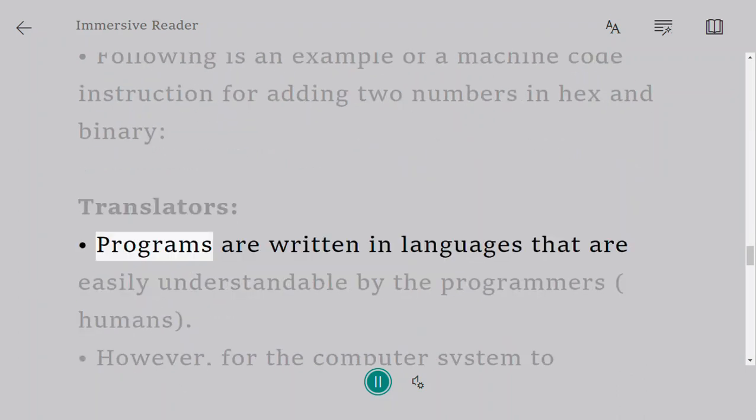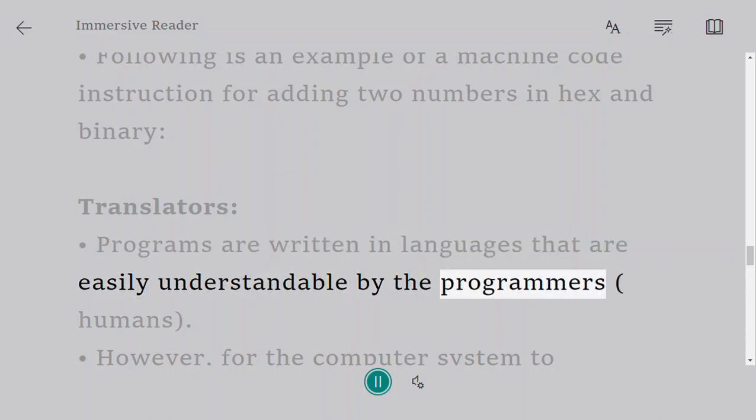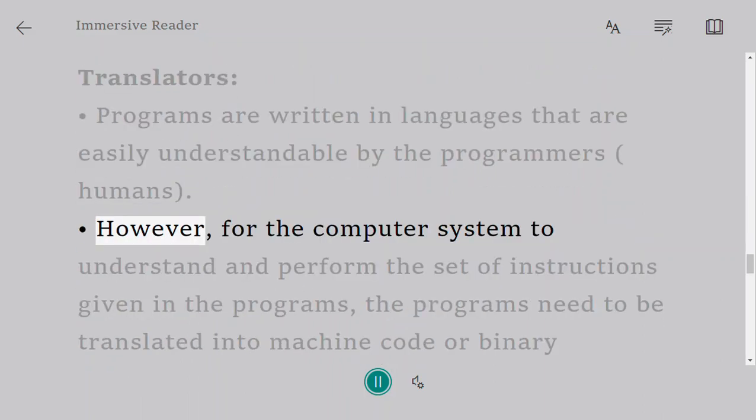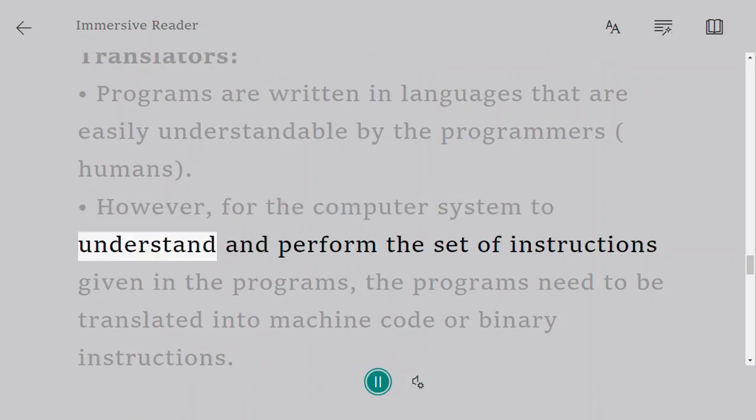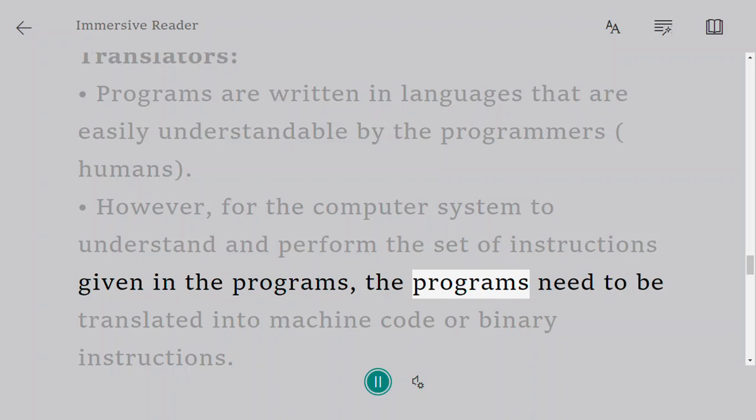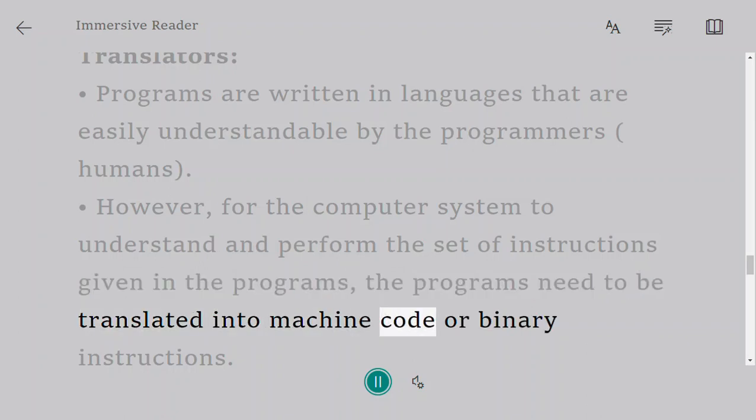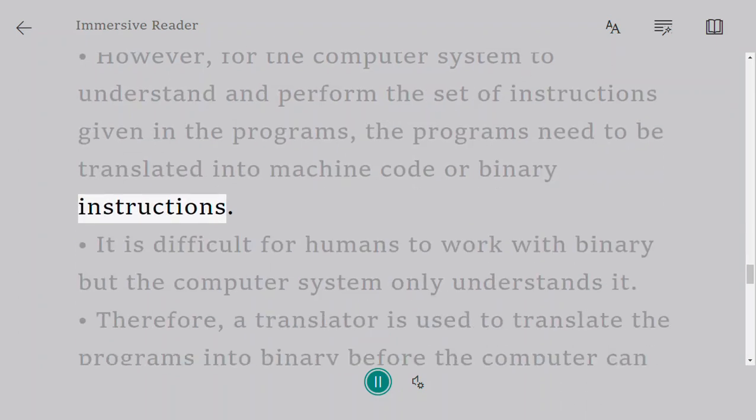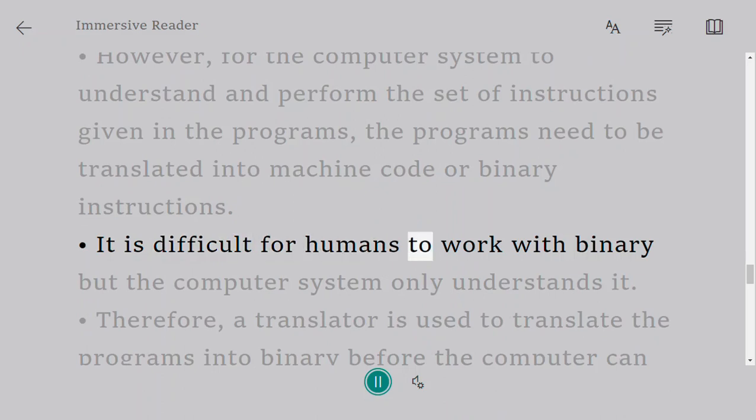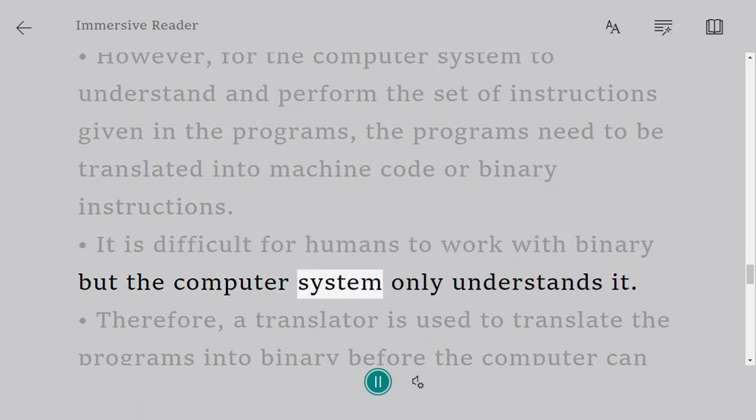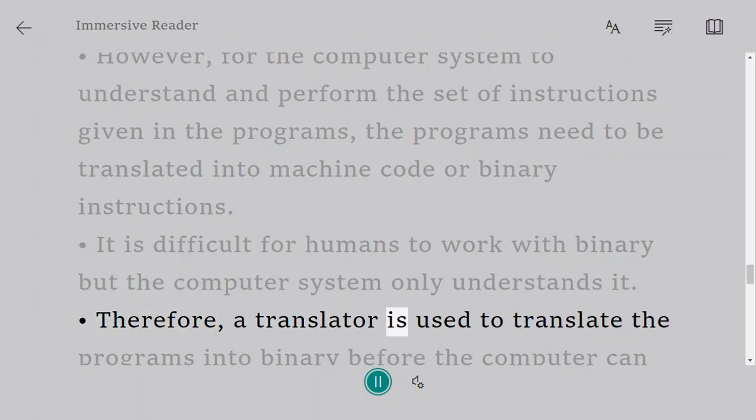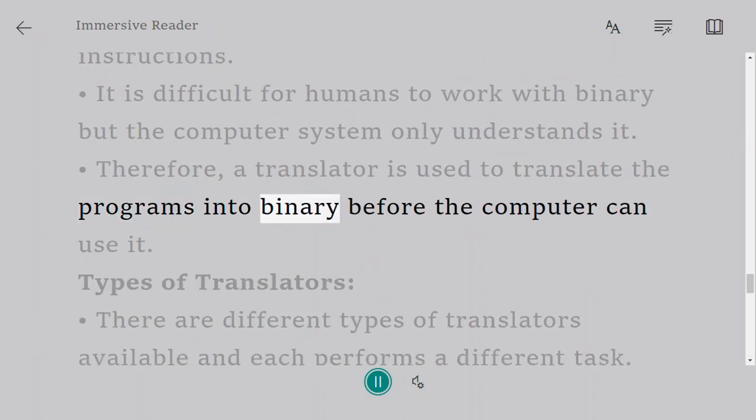Translators. Programs are written in languages that are easily understandable by the programmers, humans. However, for the computer system to understand and perform the set of instructions given in the programs, they need to be translated into machine code or binary instructions. It is difficult for humans to work with binary, but the computer system only understands it. Therefore, a translator is used to translate the programs into binary before the computer can use it.